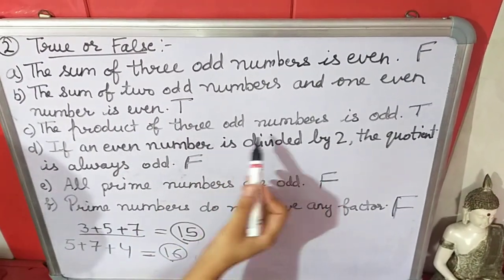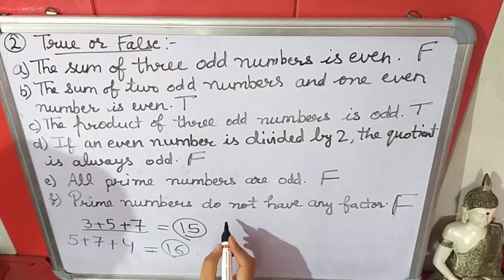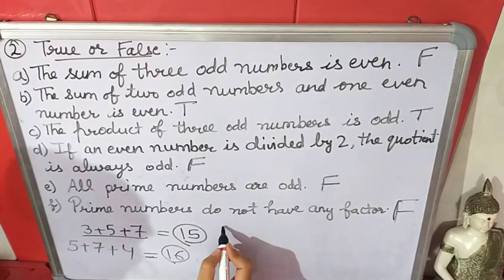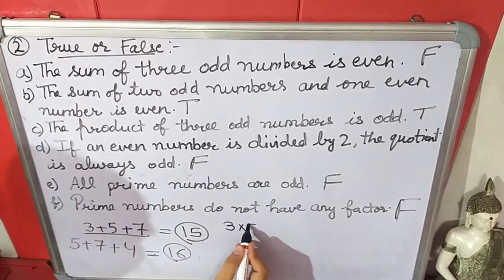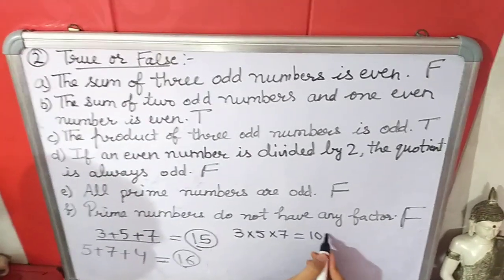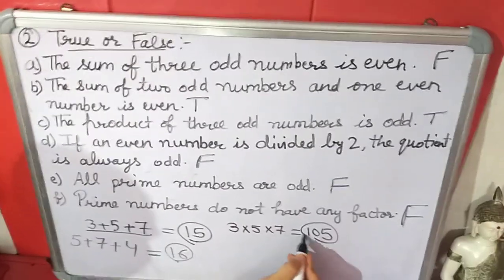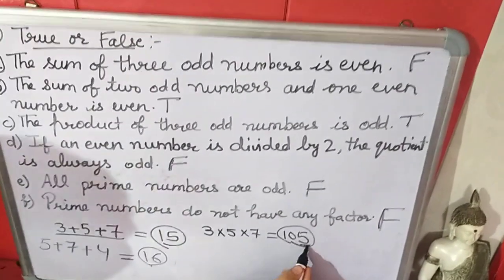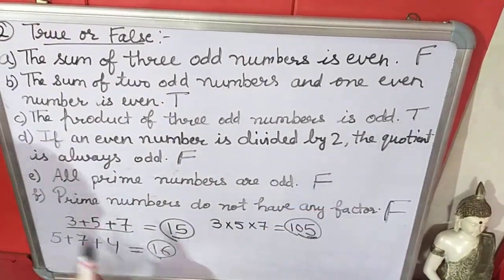Next, the product of three odd numbers is an odd number. Now I am taking three odd numbers and I will multiply these numbers: 3 multiply 5 multiply 7. It will be 105. So 105 is an odd number because the last digit is 5. So this statement is true.